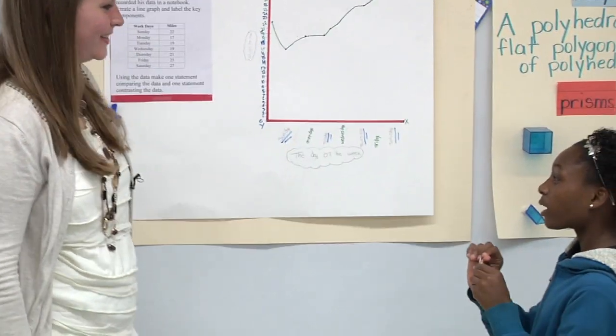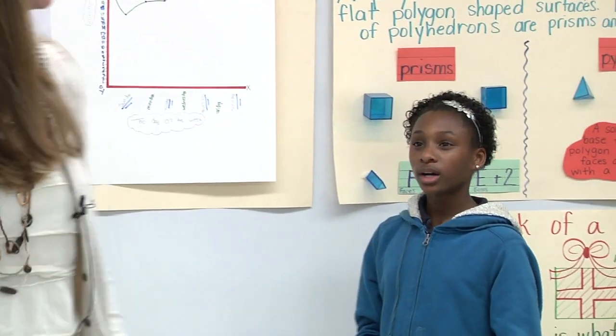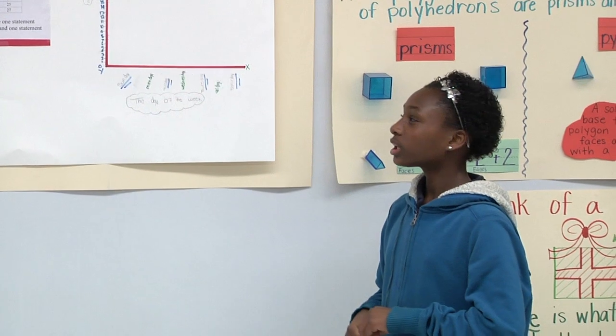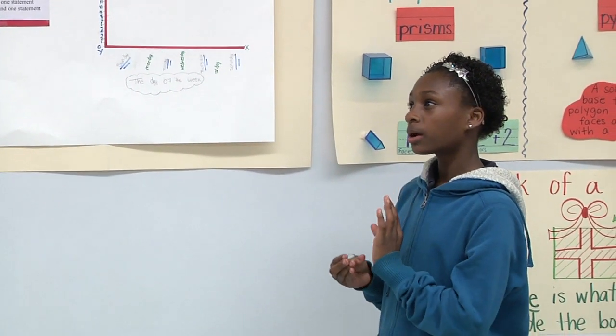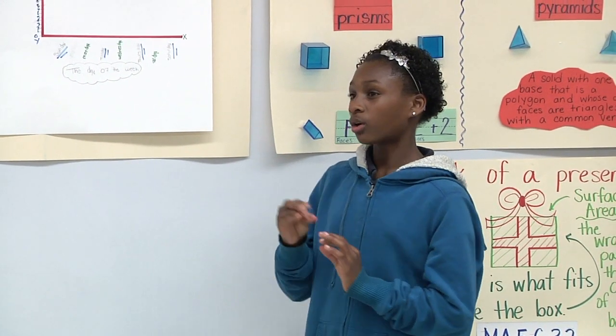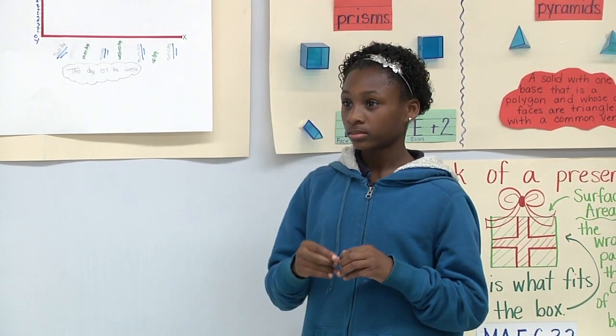And the reason why we didn't put a key is because we weren't comparing anything. In a line graph, you're comparing over time. Good job. You're not comparing over time, but you measure something over time. Good job, Angel. That is awesome.